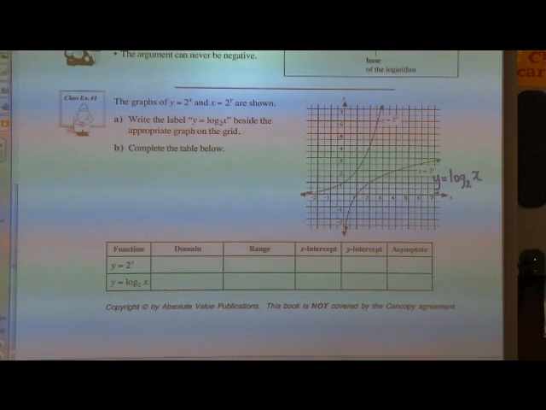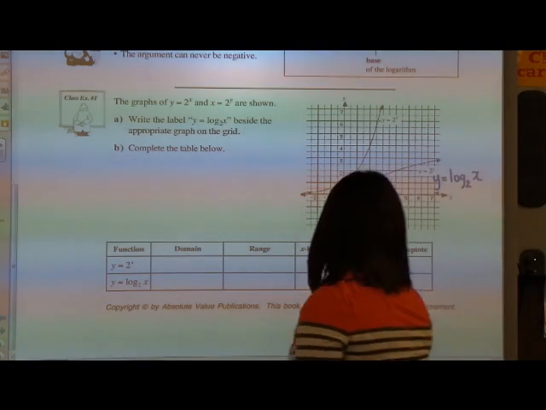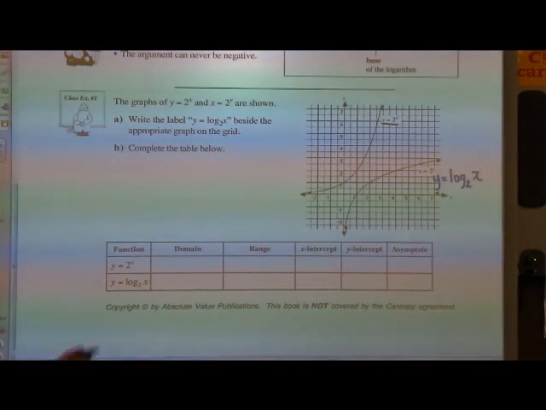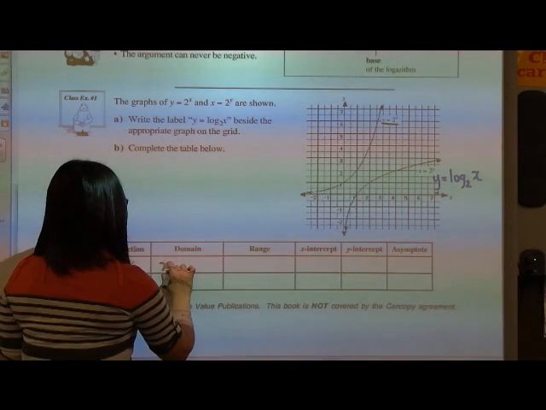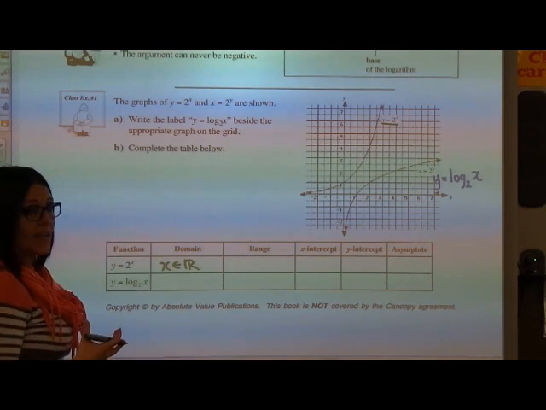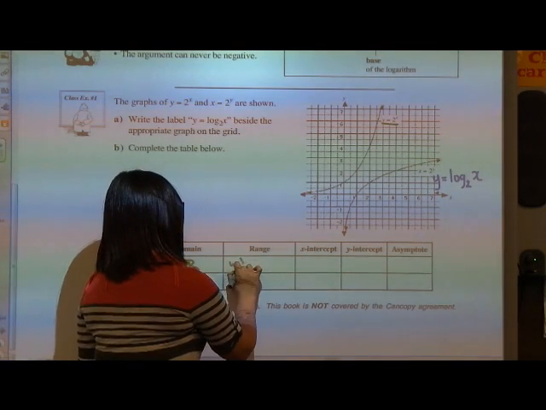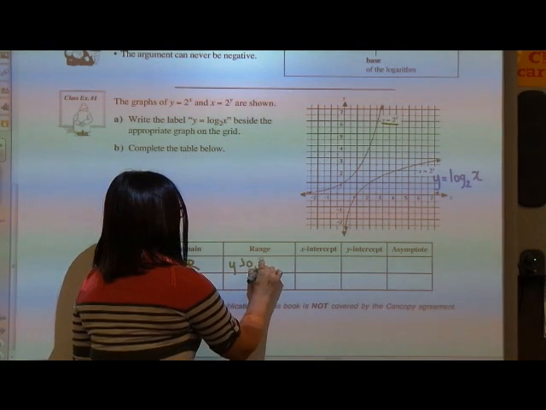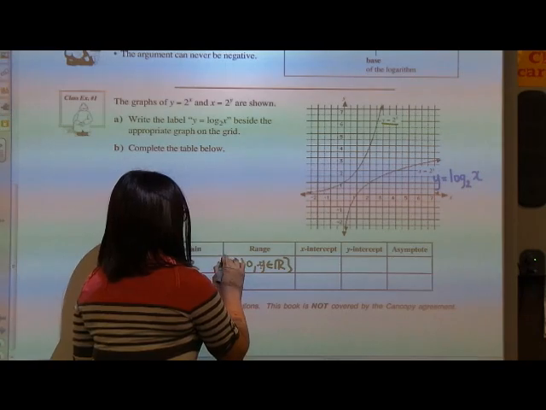It is important that that 2 be written as a subscript and slightly smaller and below the logarithm. So if we complete the table, if I look at my first function, y equals 2 to the power of x, that's an exponential function. We just did those. The domain, x can be anything. The range, y has to be greater than 0. Y is greater than 0, and y can be any value greater than 0.